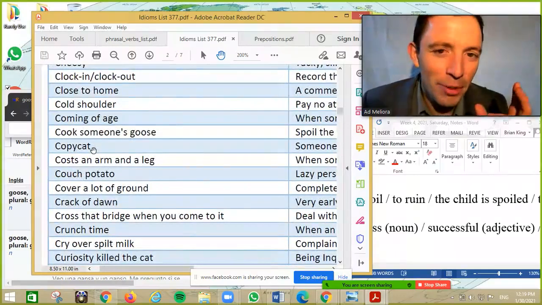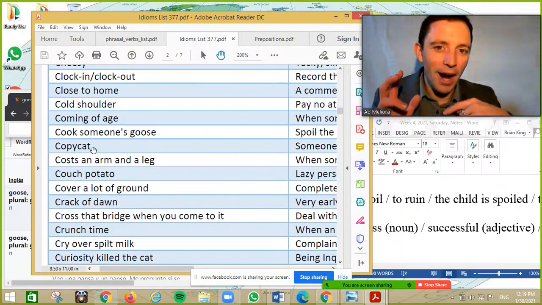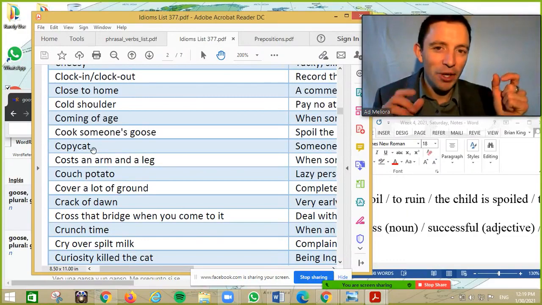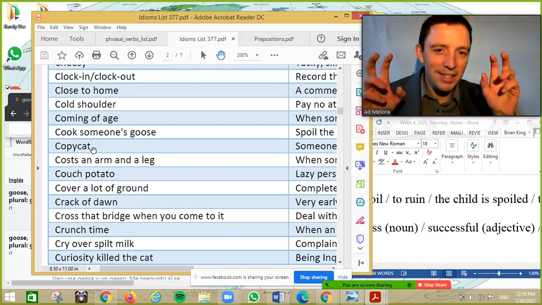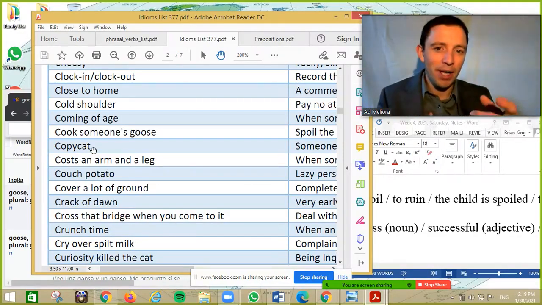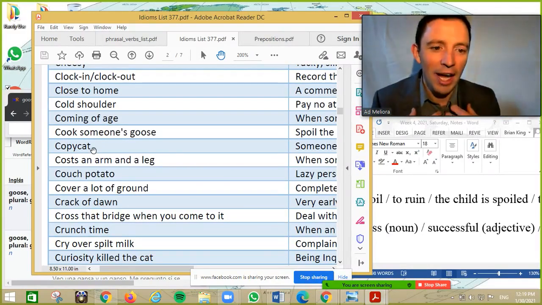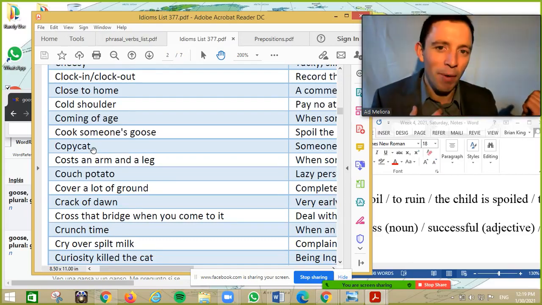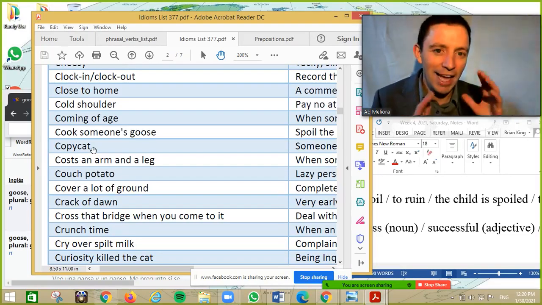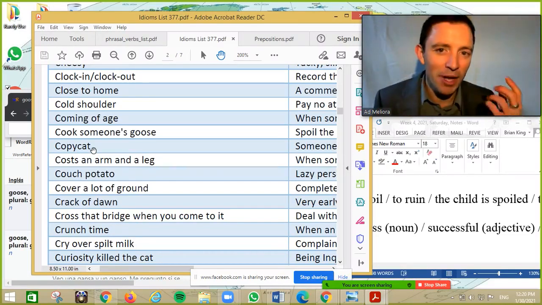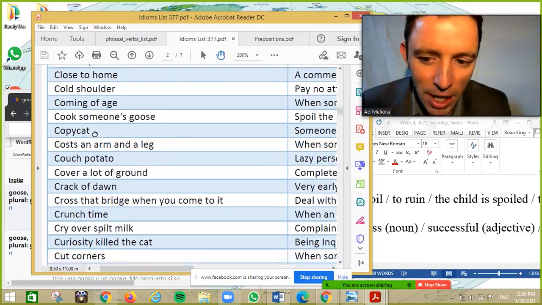Copycat, very, very famous. Copy is the verb copiar. Cat is gato. So if you are a copycat, you copy me a lot. For example, if I say hola, and my friend says hola too, he's a copycat. The person who copies the other person. Exactly, the copycat. Very famous, very important. No sé en español si es posible esto, but it's important.